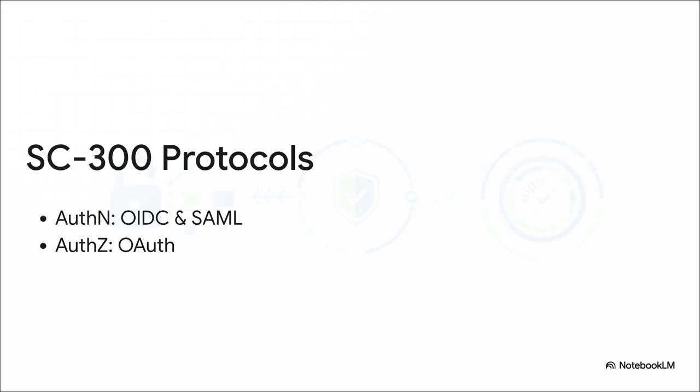Okay, listen up, because here is a massive SC300 exam tip from mapping these theories to actual protocols. You gotta remember that OpenID Connect, or OIDC, and SAML are your authentication protocols. OIDC is generally your go-to for modern cloud apps, mobile apps, and web APIs. But when we start talking about authorization, figuring out what an app can access on behalf of a user, we're talking about the OAuth protocol. Keep those two distinct in your mind for sure.